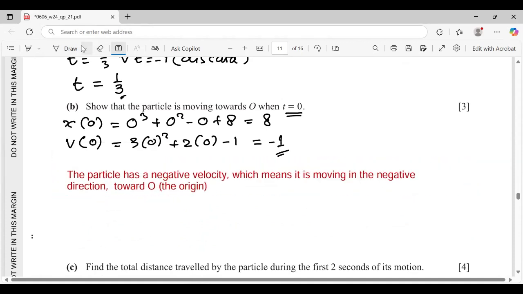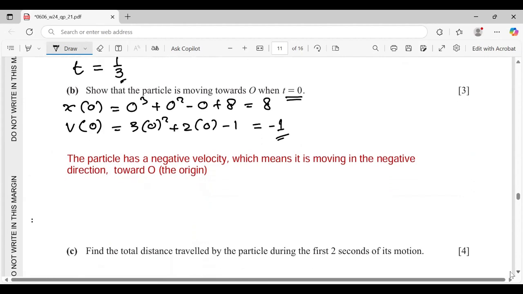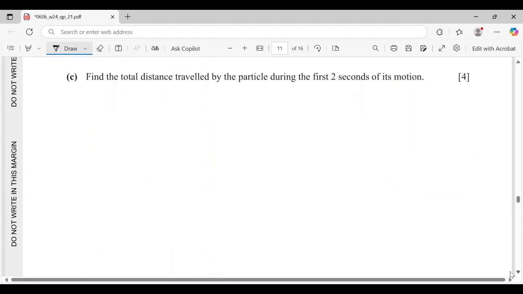Okay, this one, I think this is clear. Let's continue to part C. Part C. Find the total distance traveled by the particle during the first 2 seconds of its motion. The first 2 seconds. Right.